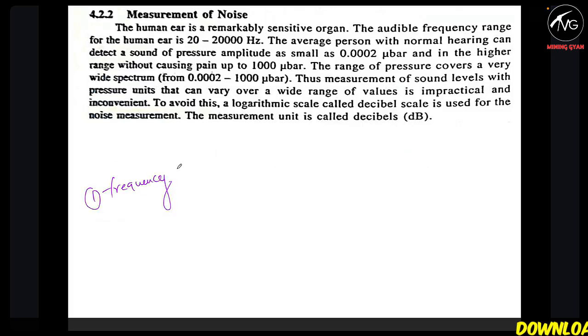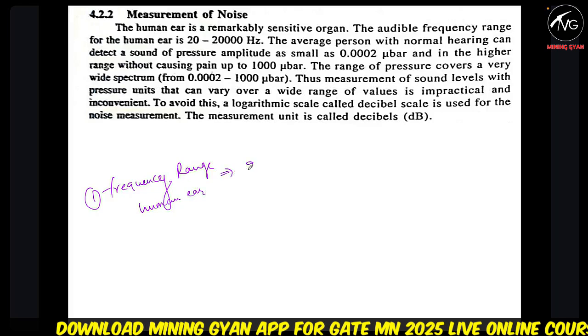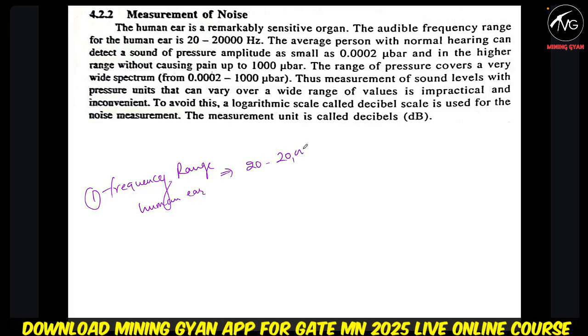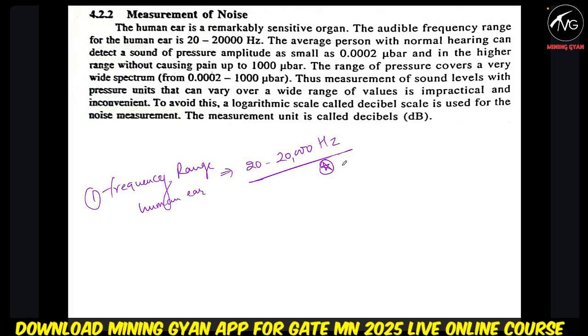This point you should remember. Frequency range for human ear: 20 to 20,000 hertz. This information you should remember because I have seen they ask this basic question and many people do not know and they will not qualify. So frequency range for the human ear is 20 to 20,000. If you say it 10-15 times, it will settle in your mind.